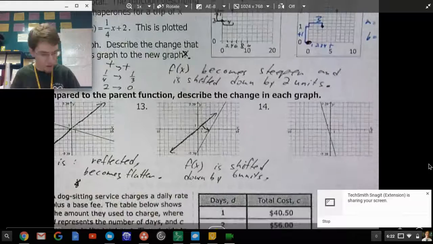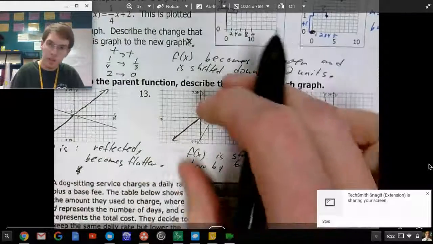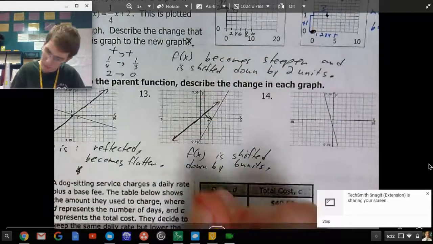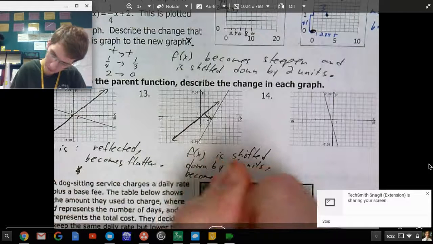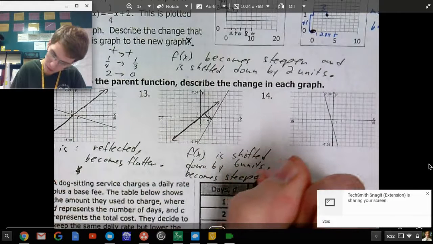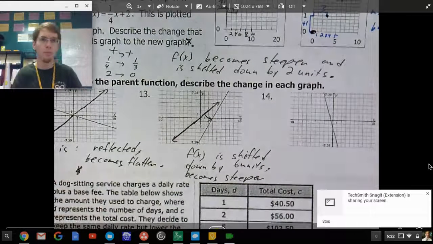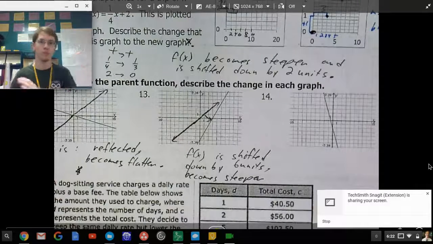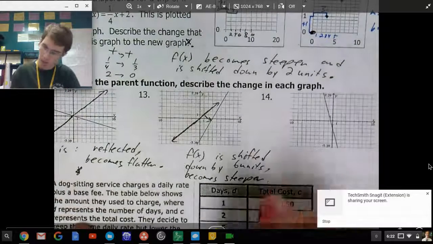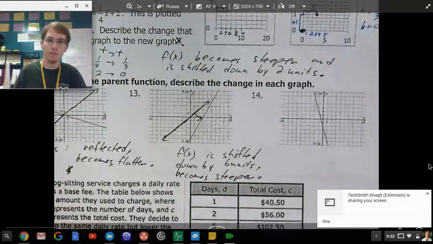Okay, let's see. It also looks like it's actually rotated up a little, so it's steeper. Is it reflected? Nope, doesn't look like it, they're both going up and to the right. So that's our answer.